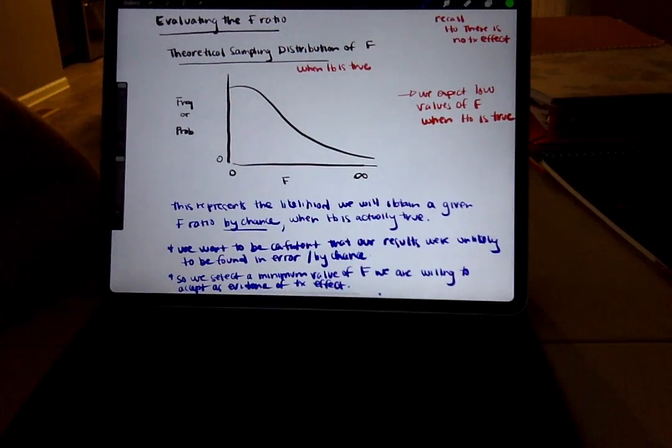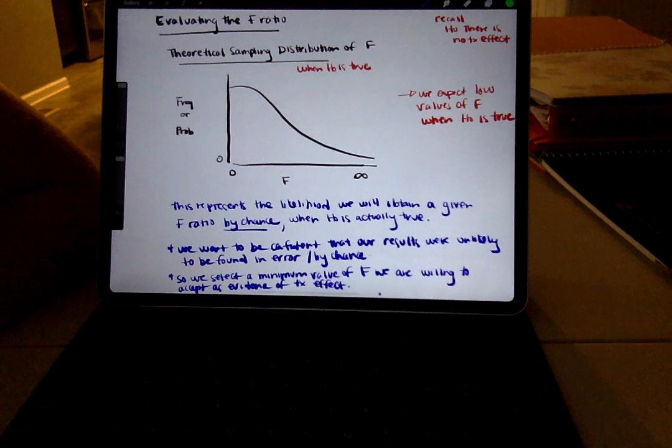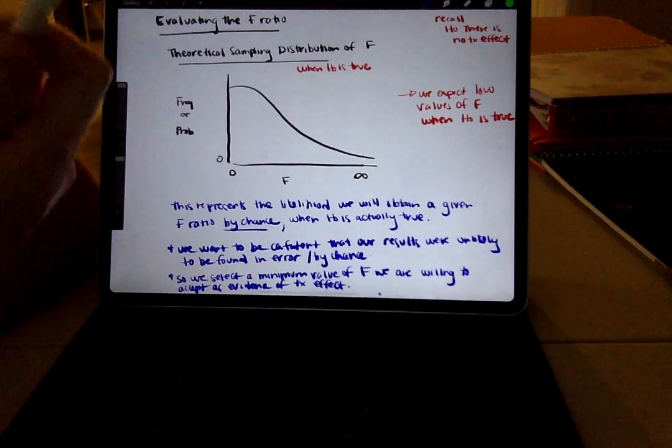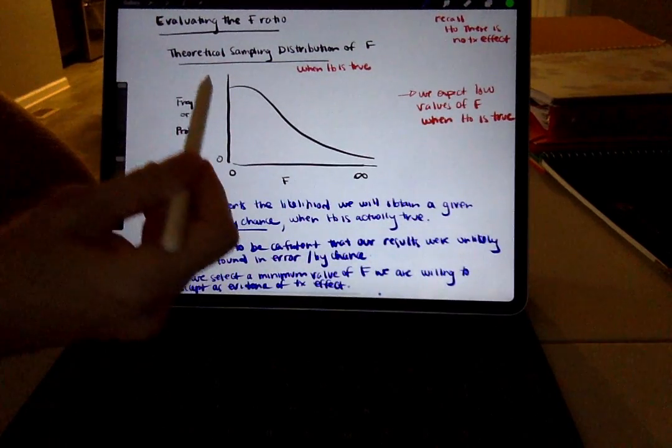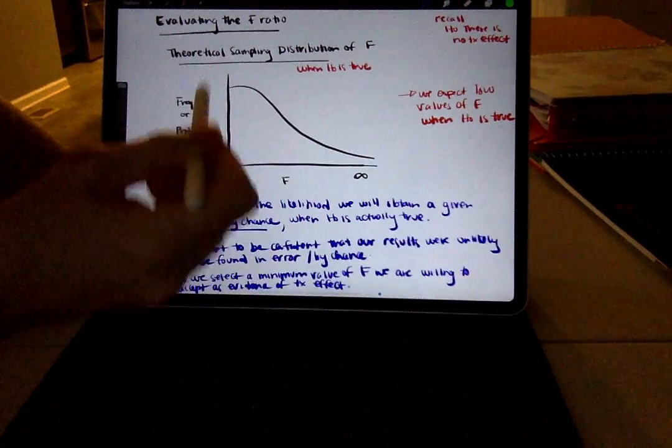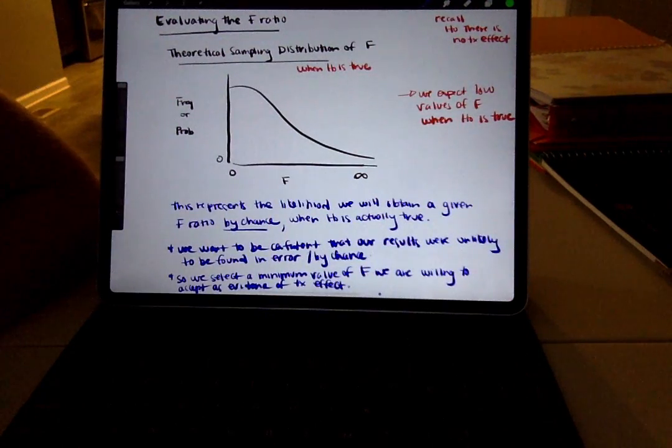Recall in our last video, we talked about the null and the alternative hypotheses. Remember, the null hypothesis is the one that says there's nothing going on. So the null hypothesis says things like there is no treatment effect, the means are equal, mu1 equals mu2. This curve here that I've drawn is the theoretical sampling distribution of F when the null hypothesis is true.